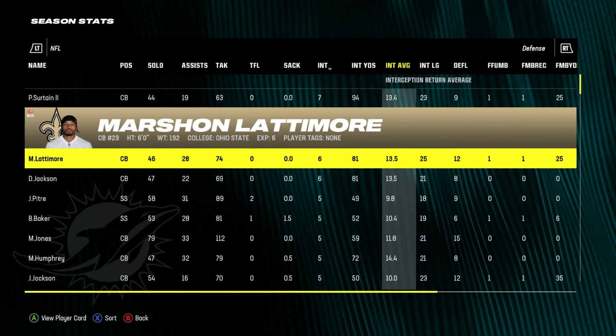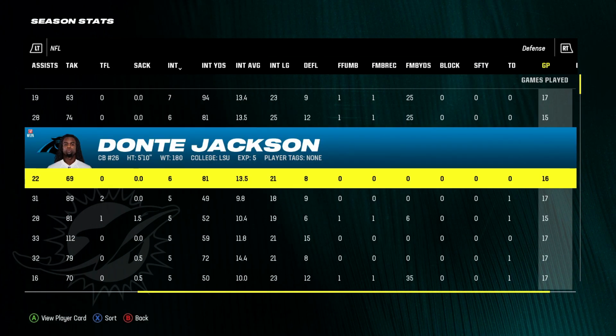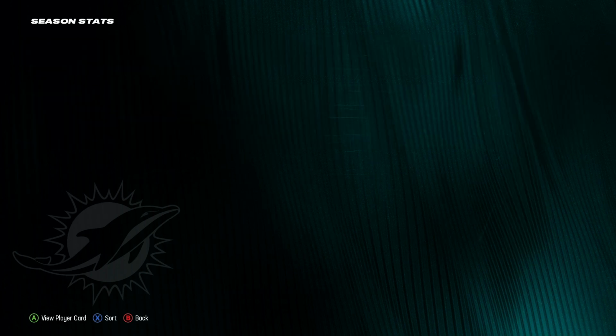Okay, interception leader. Seeing Dante Jackson in an interception leader, who's now in the Pittsburgh Steelers, by the way. That is absolutely weird as heck.